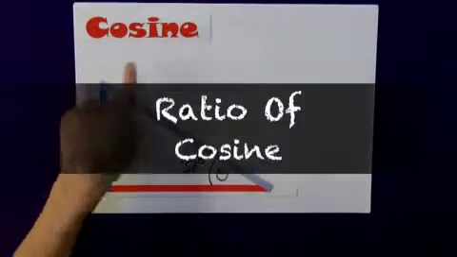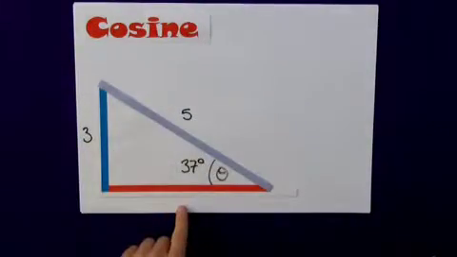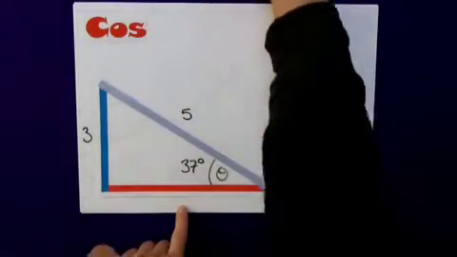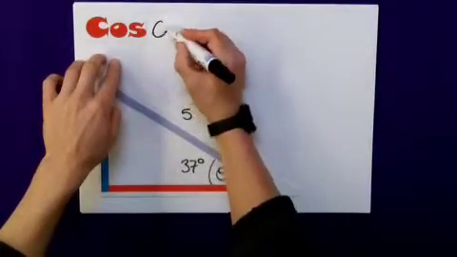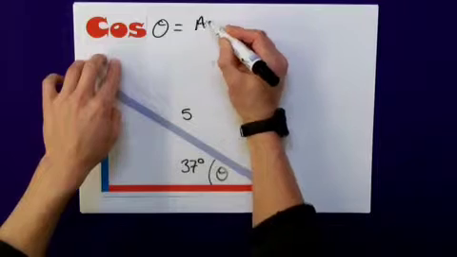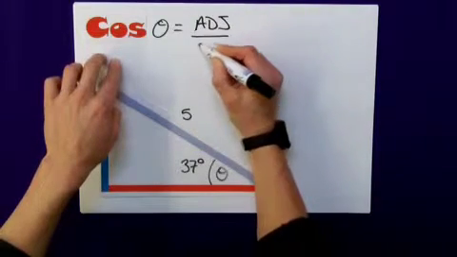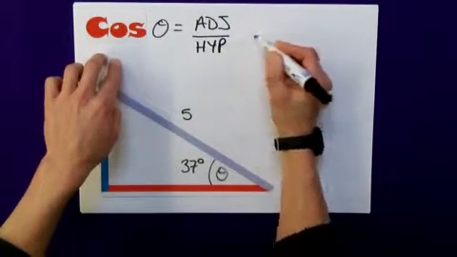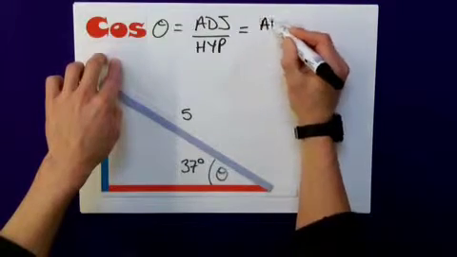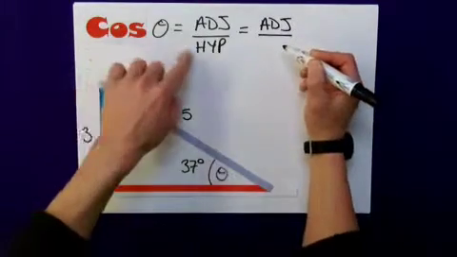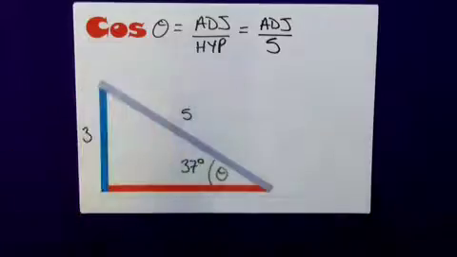So I can now use my ratio of cosine to find the final length of the adjacent side. So the cosine of theta is equal to the adjacent side over the hypotenuse, which is 5.